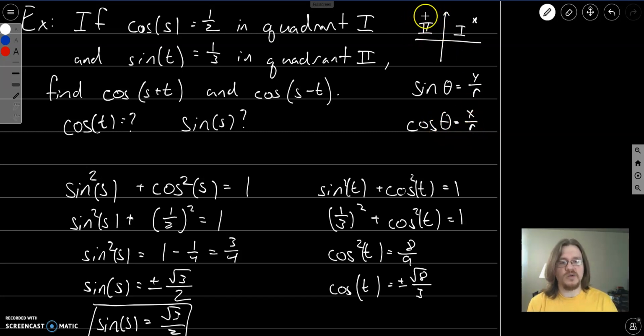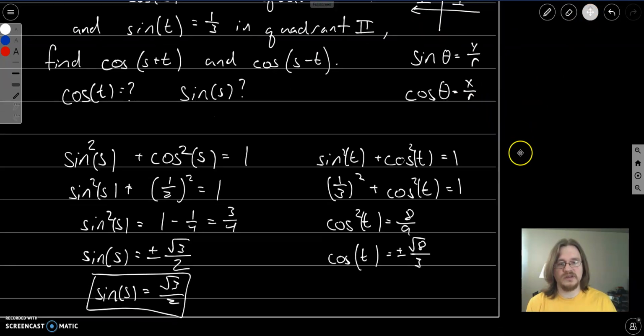So if I'm in quadrant 2, y is positive because we're going up, but x is negative because we're going to the left. So I've got a negative number divided by r, which is always positive. So I want the negative root. In quadrant 2, cosine is negative. So I want negative square root of 8 divided by 3.